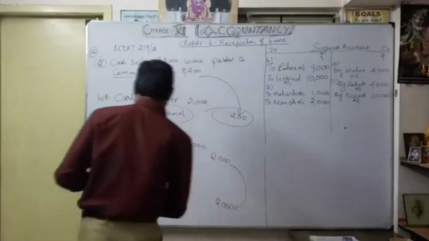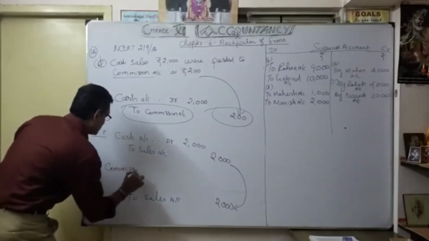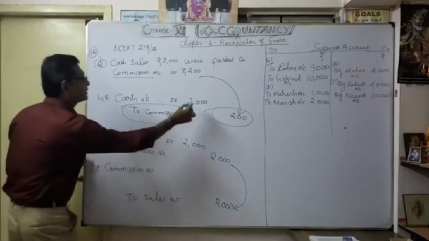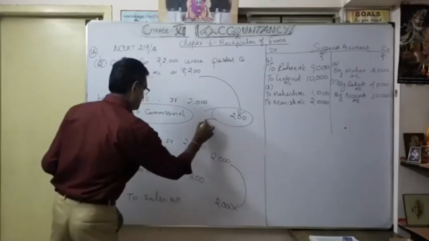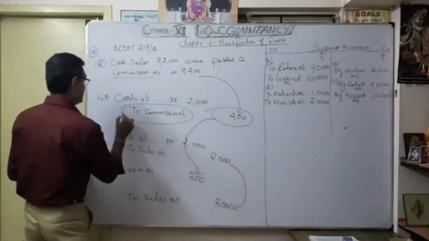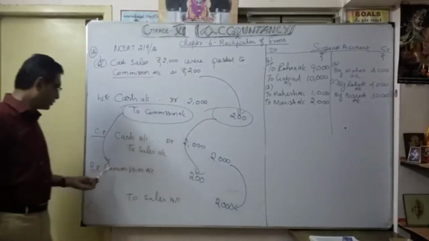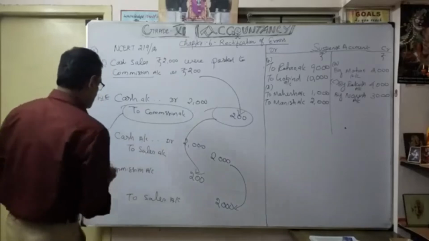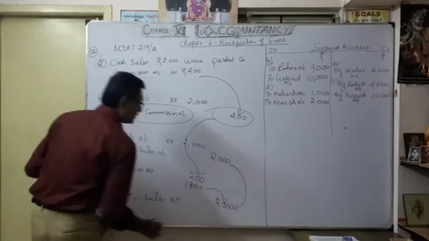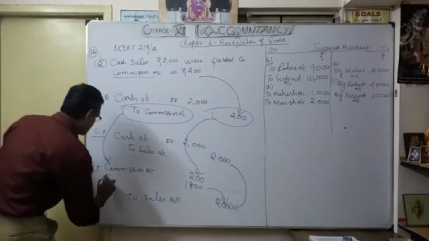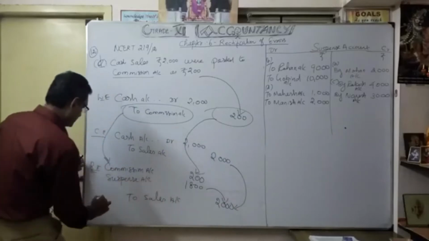Now let's see commission account. Commission account, how much? Only this 200. Understood? 200. Earlier credited, now I am going to debit to rectify. So what's the difference? The difference is 1800. Correct? It is the difference. So I consider it what? That is called suspense account.